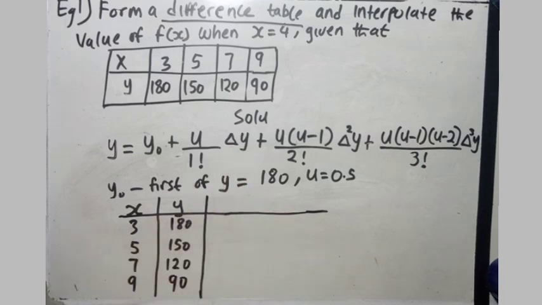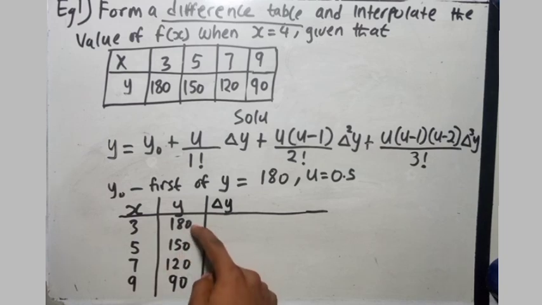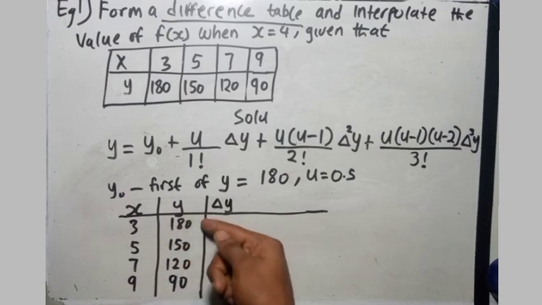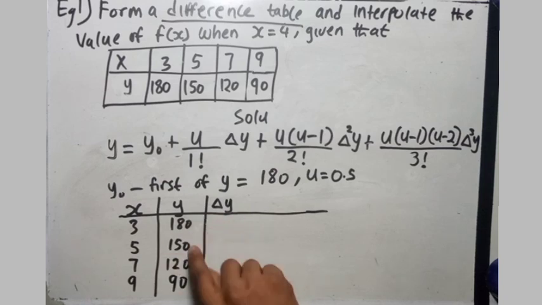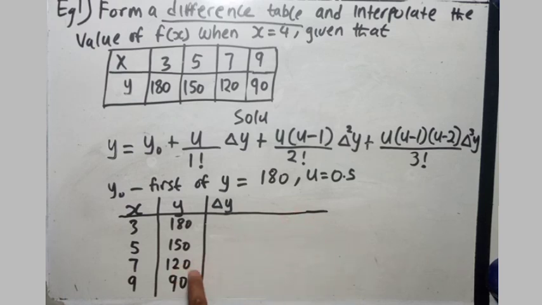So we have this. Now we'll be getting the first difference. Our first difference is just this minus this: the down one minus the up one. Not the up one minus the down one. Don't make that mistake. It is the down one minus the up one. So we'll be subtracting 180 from 150, 150 from 120, and 120 from 90, to get a particular value each.